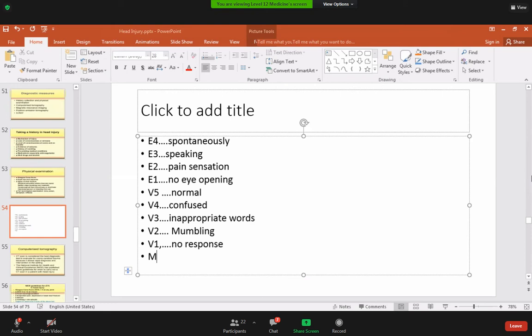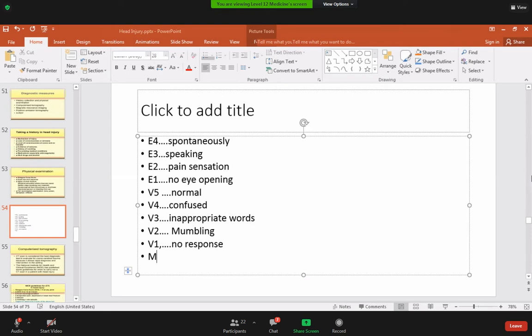If he does not follow your command, but when you give a pain sensation the patient tries to hold your hand, this is called M5. You are giving him a pain sensation on the chest and he comes and holds, with his hand, the hand that is causing him pain. This is called localization. This is M5.